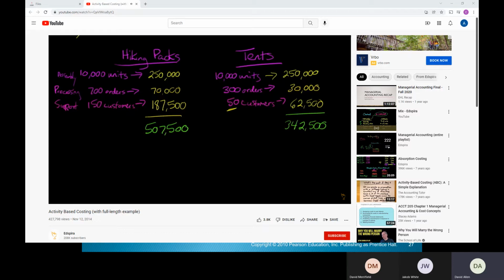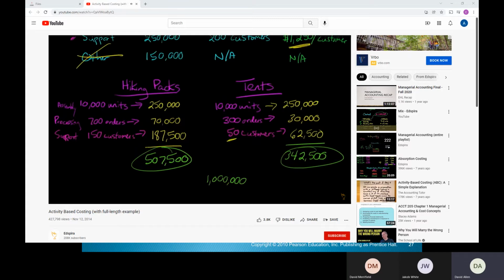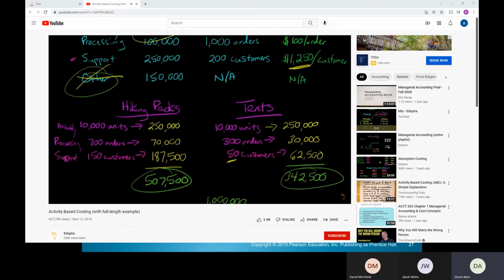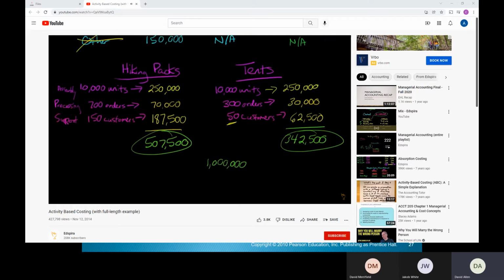Now, another thing to think about is that if you take these numbers and add them together, it does not equal $1 million. And you might say, hey, that's weird. Why is that not equal to $1 million? Because remember, we started with $1 million in that overhead bucket. Well, the reason is that we didn't want to account for that other, right? That lease on the factory or whatever it was. So that's okay that these two numbers do not equal that number right there.